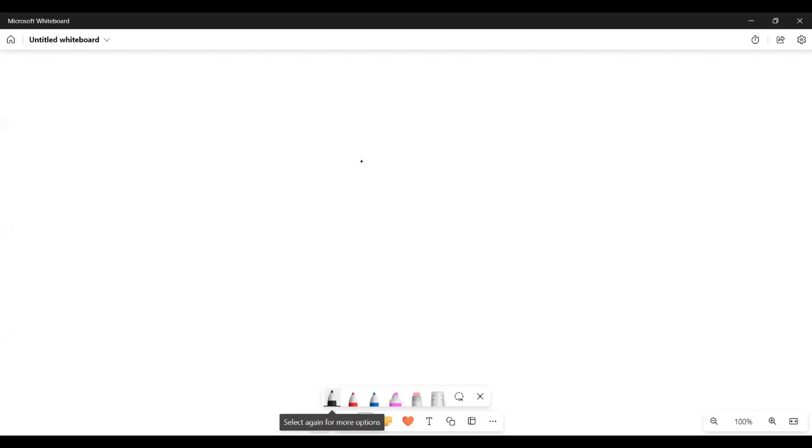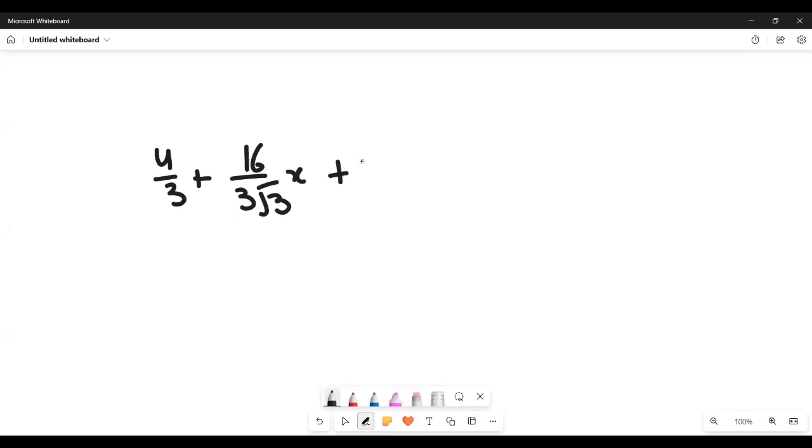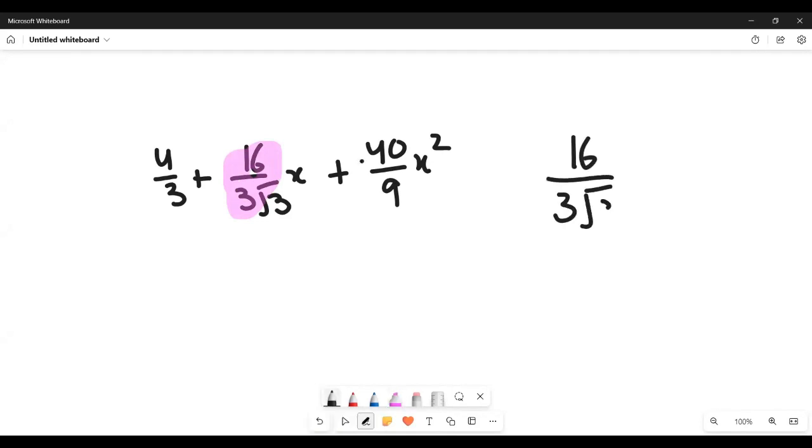Okay, so yes, our answer was 4 upon 3 plus 16 over 3 under root 3x plus 40 by 9x squared. So 16 over 3 under root 3 has to be further simplified. What you have to do is multiply and divide it with square root of 3.